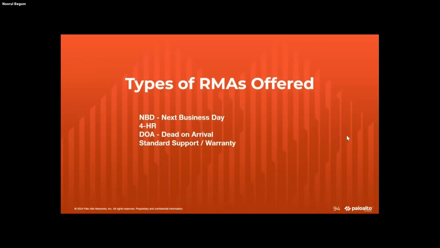So these are the types of RMAs offered, like I mentioned before. NBD is next business day. Then there is date on arrival RMA, which is 45 days for international and 30 days for the US. And then standard support or warranty RMA.